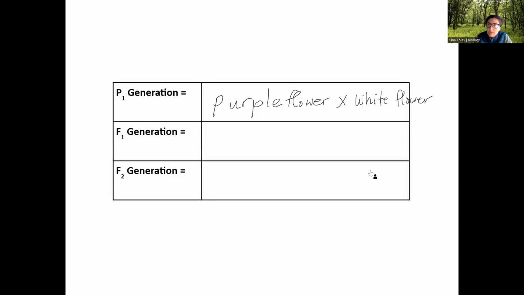So that was the parent generation. And then once he did that cross, he then had the F1 generation, which is called the filial, is what the F stands for, but just think family, right? It's the first family that comes from the parent generation. And when he crossed the white and the purple flower, he got 100% purple flowers.